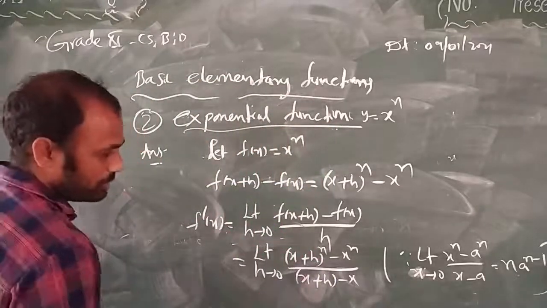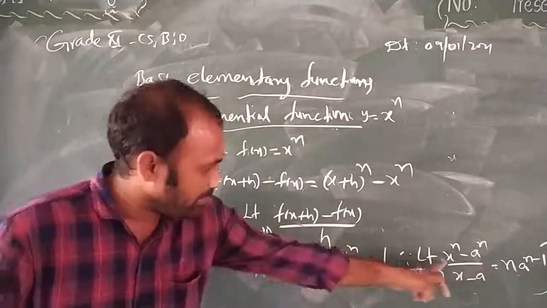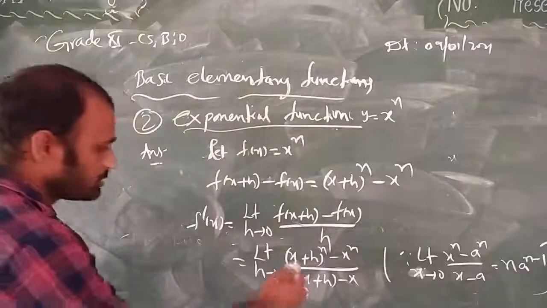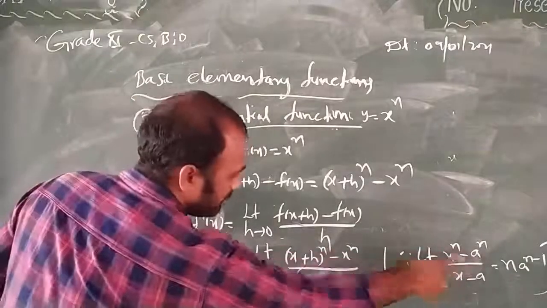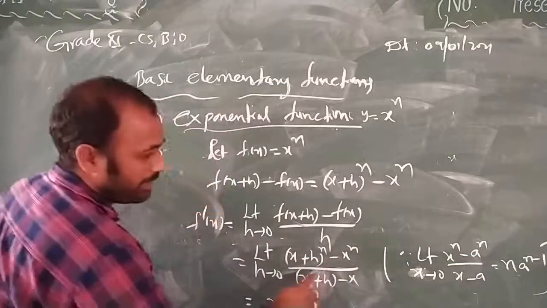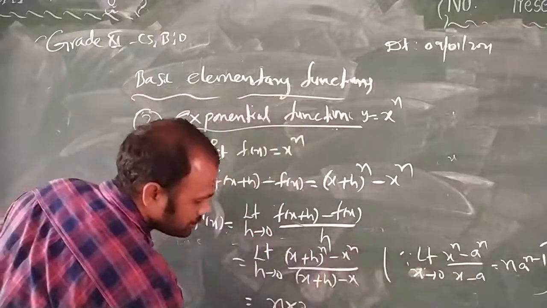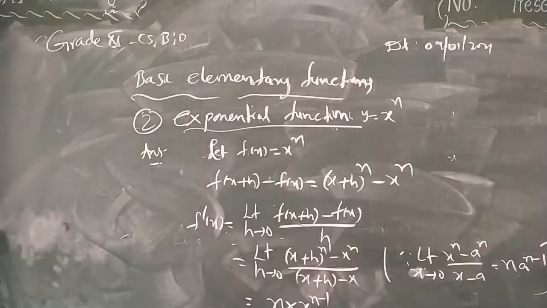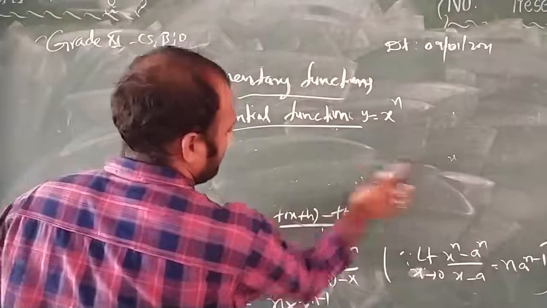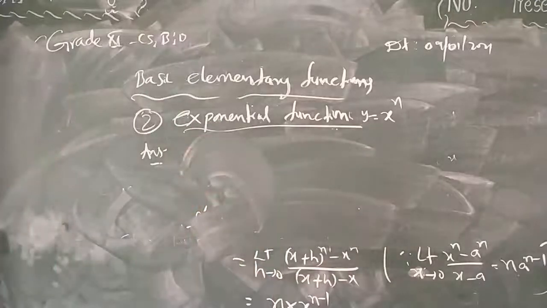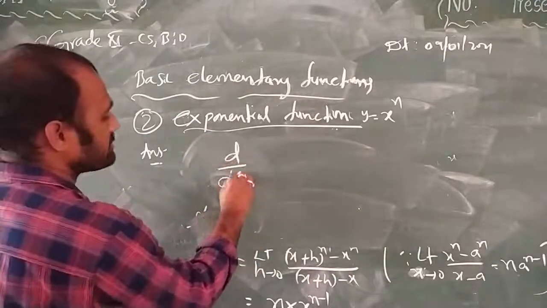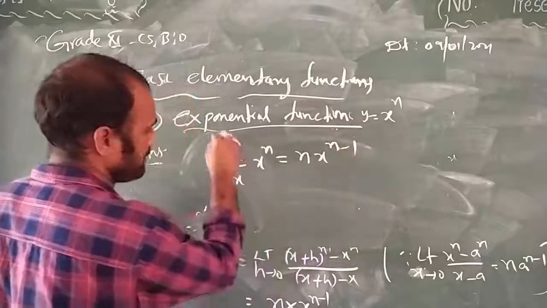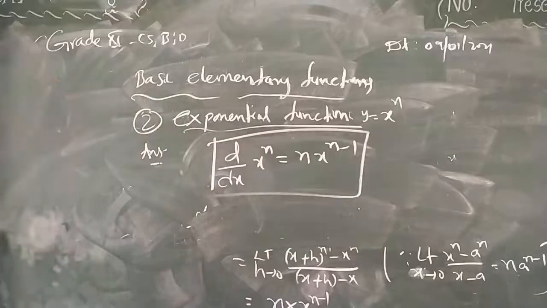So the same logic we can apply here. Here x plus h is there in place of x, and in place of a, x is there. So n is as is. If I apply the limit, it will become n into x to the power of n minus 1. Therefore, we can say that d by dx, the derivative of x to the power of n, can be written as n into x to the power of n minus 1. This is the derivative of the exponential function.